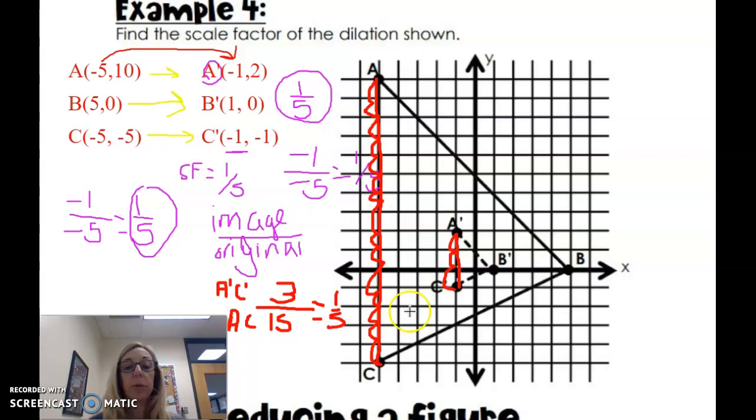And that proves, just by looking at the images themselves, that this smaller image is 1/5 the size of the original. Go ahead and try some practice problems, and hopefully you can go back and forth between finding the scale factor and going and dilating to get a reduction.